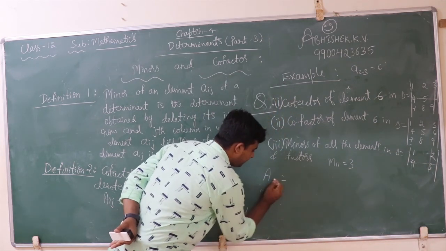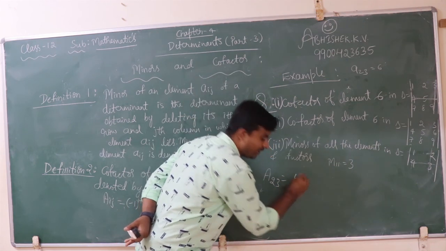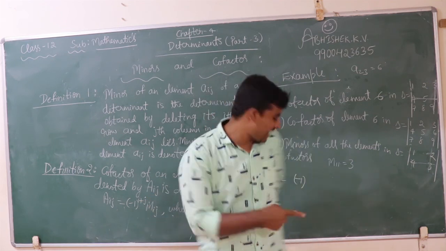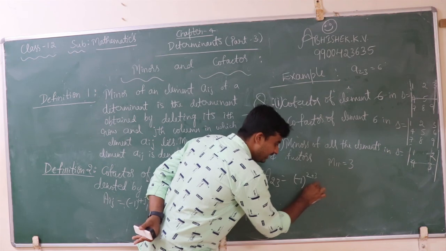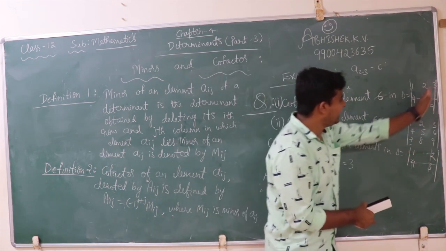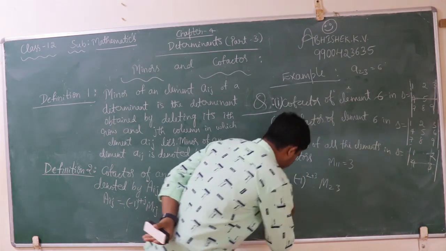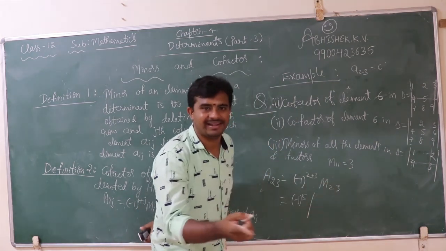Instead of ij, we will write A23 equals minus 1 to the power of i plus j. What is i? 2. What is j? 3. So 2 plus 3, into M23. We already found that, deleting this row and this column. This is equal to minus 1 to the power of 5. What is M23? It is the minor.